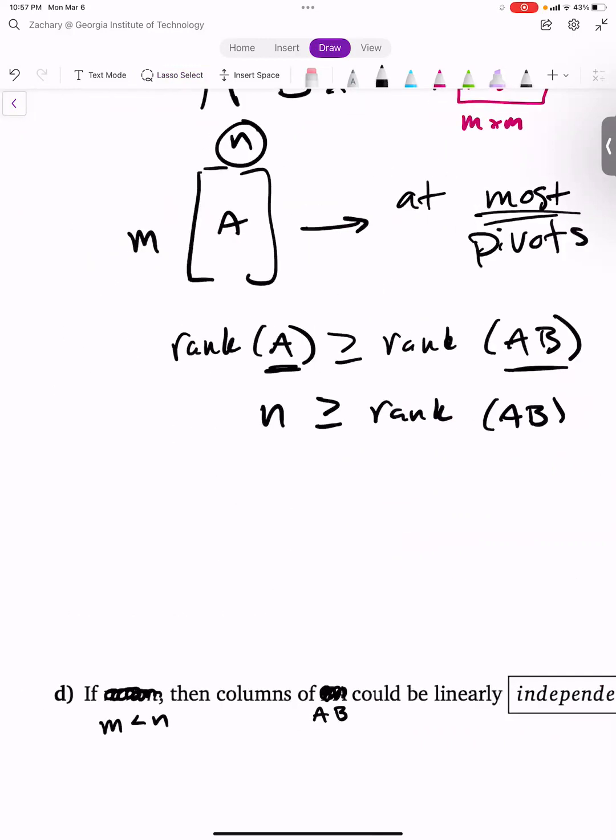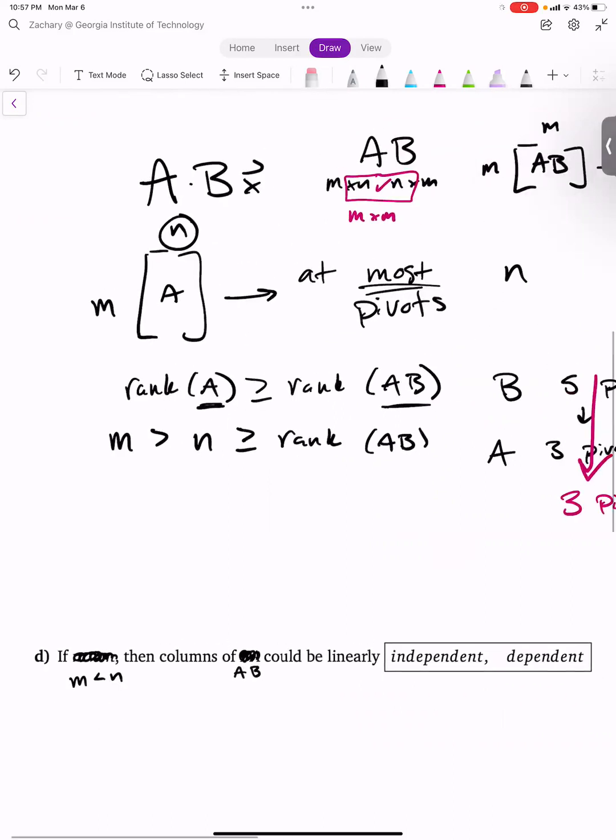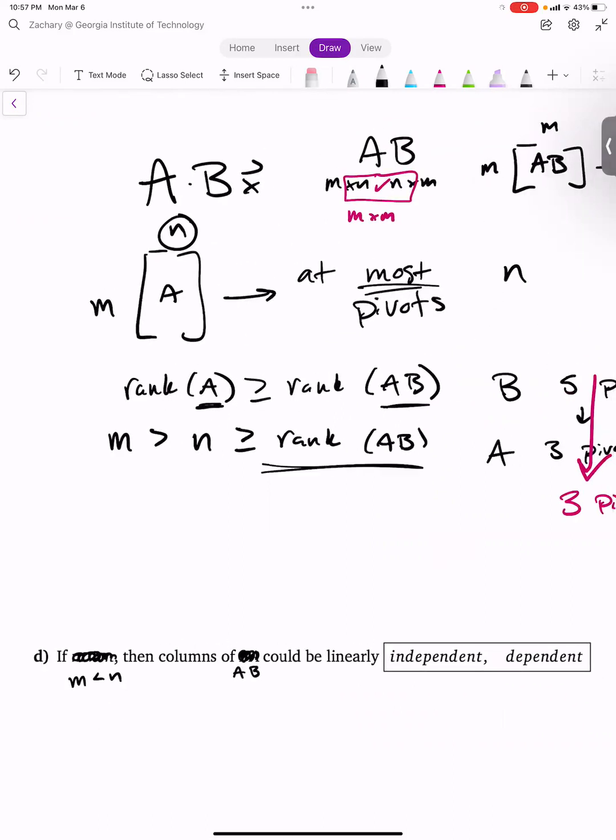Going back here, we know that M is greater than N, right? And so we know that the rank of AB is always less than or equal to N, and N is less than M. So we can cut out this middle piece and say M is always bigger than the rank of AB. Or if you'd like to read it in a way that's a little more straightforward and answers our question, the rank of AB must always be less than M.